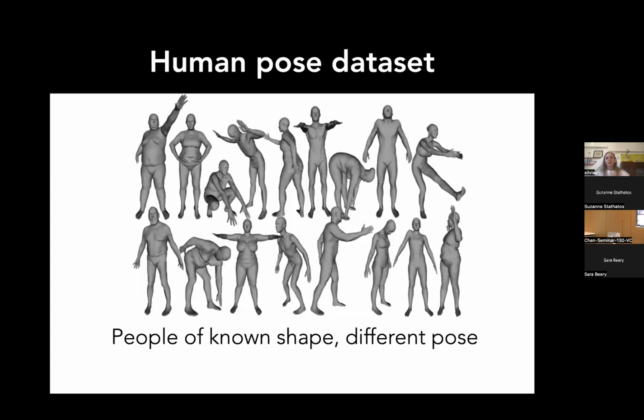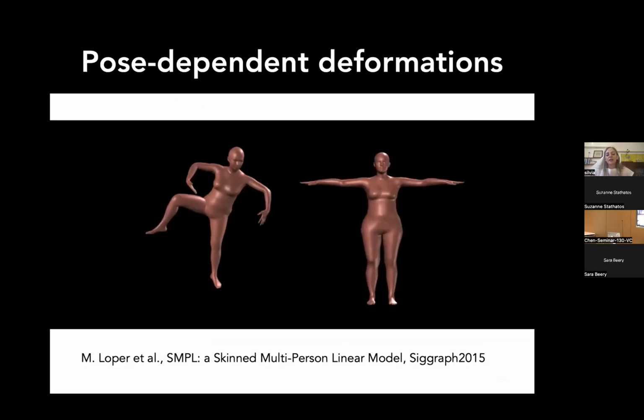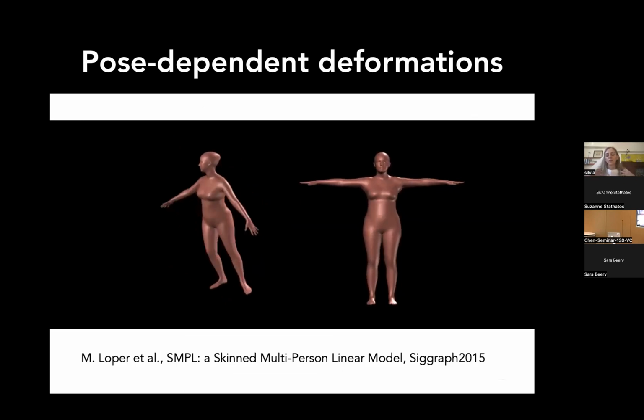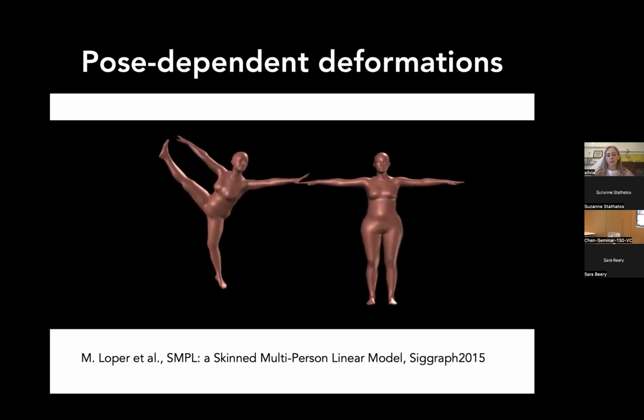This is not yet sufficient for humans, because we have soft bodies, and they also deform with pose. So SMPL was also learned using a data set of people in different poses to learn how these bodies deform. When you articulate the SMPL model, you can notice deformations, especially at the shoulders and at the hips, that depend on the 3D pose.